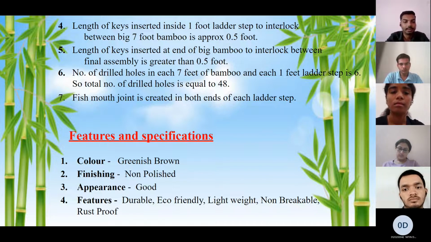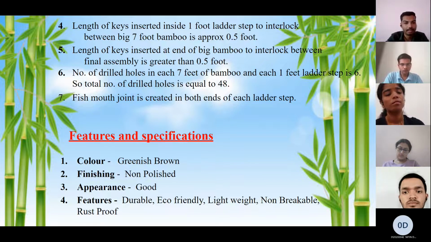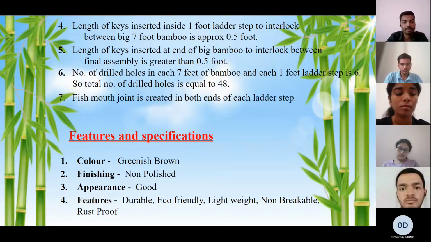The keys we have inserted at the end of the bigger bamboo, at the end of the 7 feet bamboo, are 0.5 foot keys, or more than that depending on the hollowness of that bamboo. For inserting the keys and interlocking, we need to drill in the main bamboo. So we have made a total of 48 drilled holes in the final product.